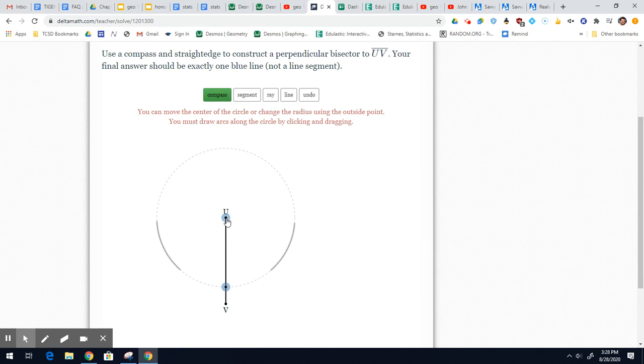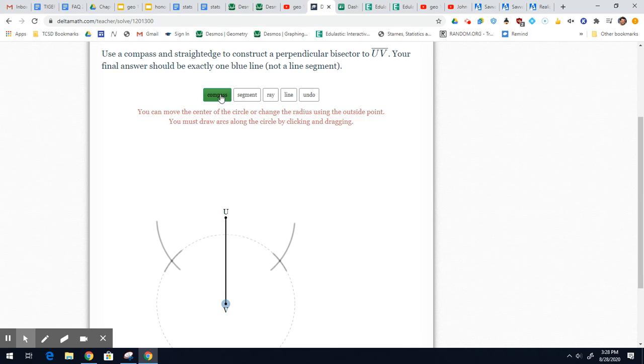Now I need to bring the compass the same length down here. Don't change the compass width. Drag it down to V and do the same thing. Draw two arcs so they cross those two previous arcs. And notice these two intersection points are formed.